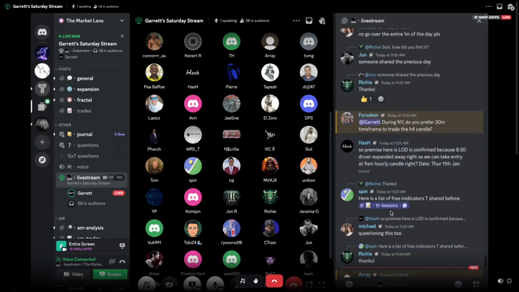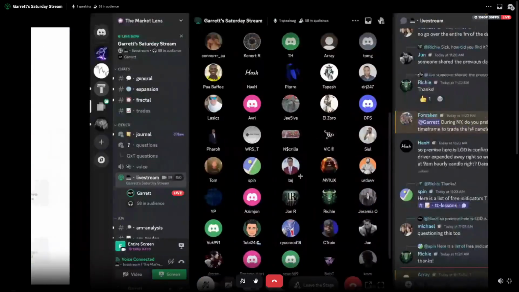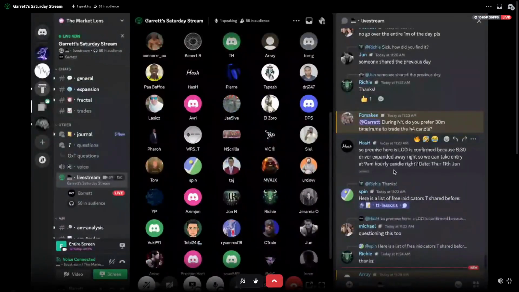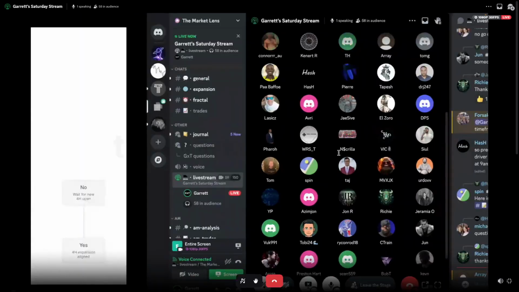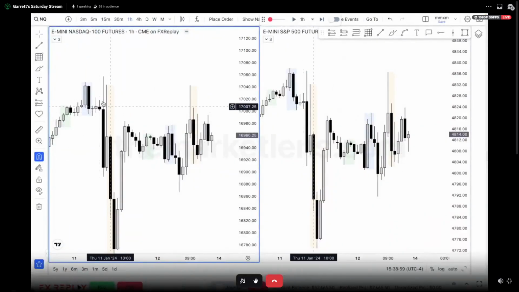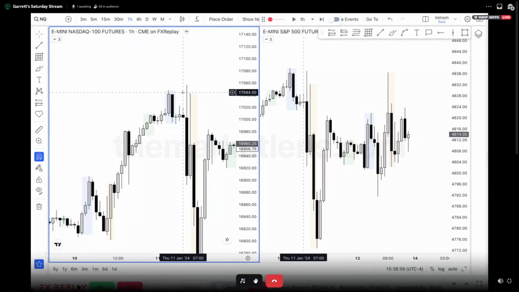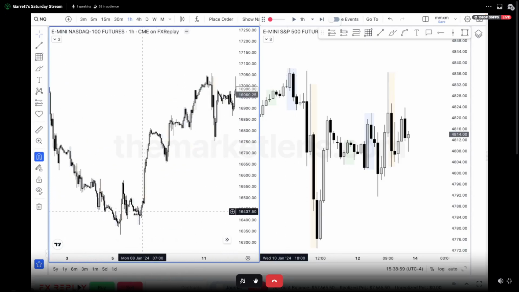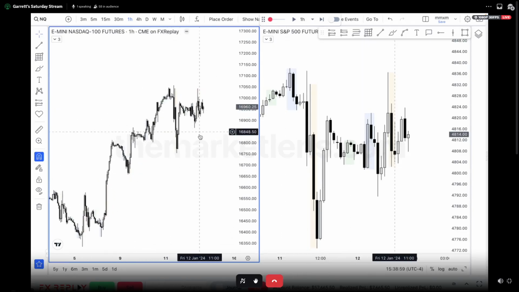The premise here: the low day confirmed because of the 8:30 driver. Yeah, the one that we just went over. This one, but it's the high day. That was the 11th, right? Wait, was this the 11th? Yeah. So the high day was created from manipulation. So it's literally just 3 days or like a big range. The weekly is a very large range, right? So it makes sense to come back within that range.